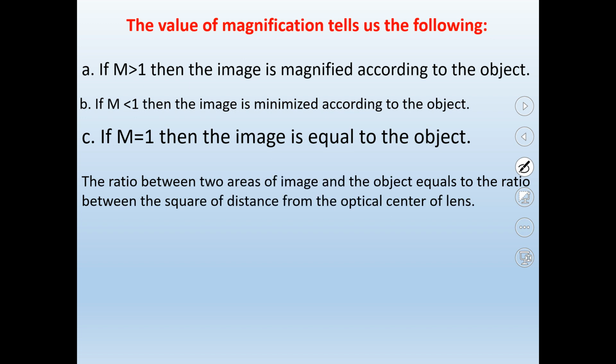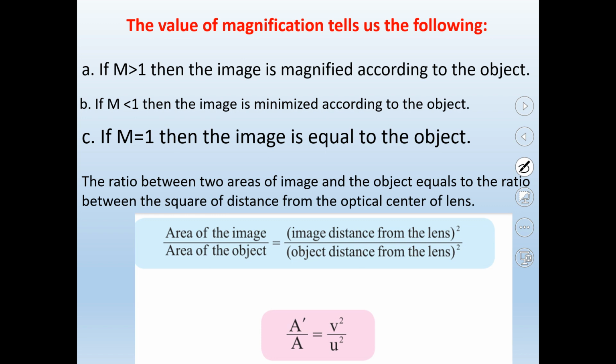The ratio between the areas of the image and the object equals the ratio between the squares of their distances from the optical center of the lens. We can follow the equation: area of the image over area of the object equals image distance from the lens squared over object distance from the lens squared.